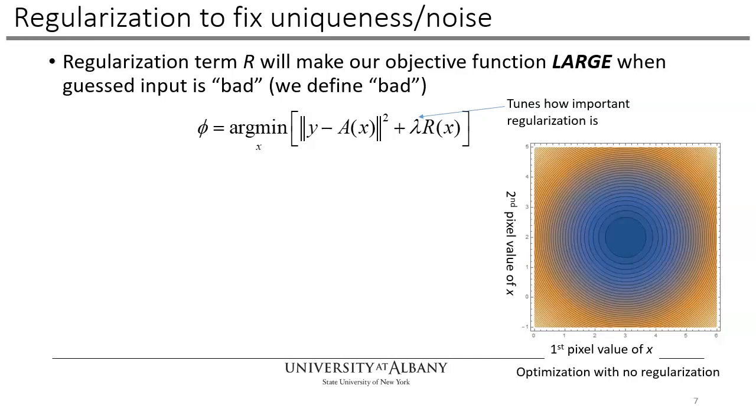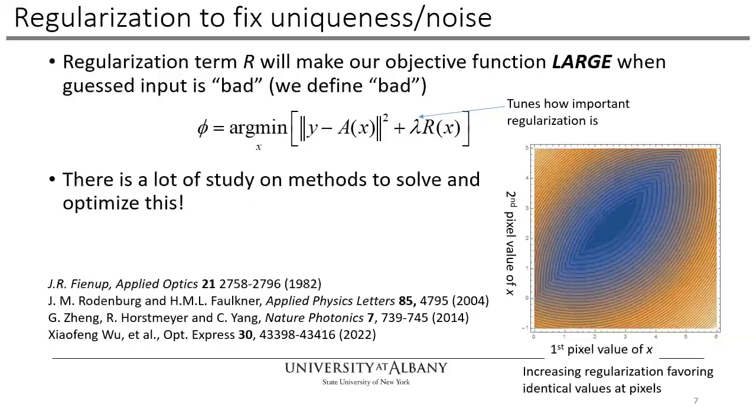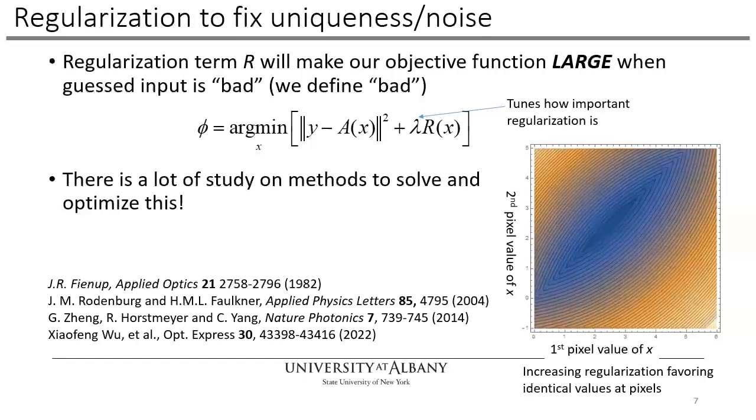And as I make lambda stronger and stronger, you'll see that the optimal solution in dark blue here tends to be a line where the two are equal, and eventually you skew it to exactly that line. So there's a trade-off between how strongly you enforce the prior knowledge and ignore the data, and how much you bring in the data to get you to your solution.